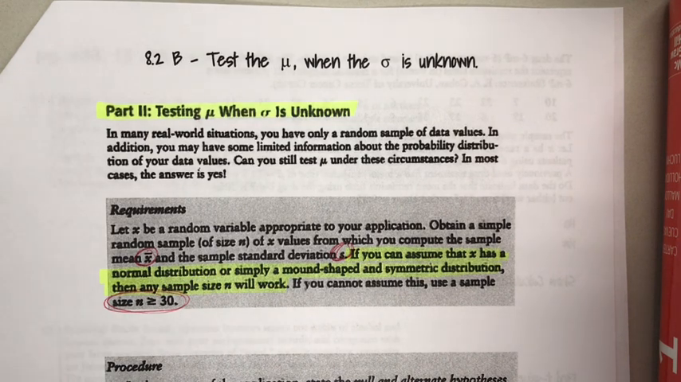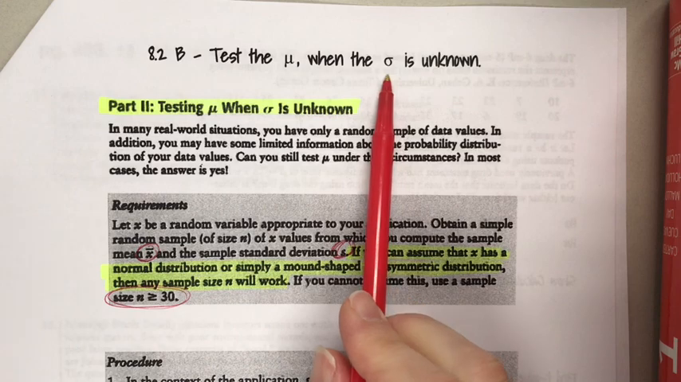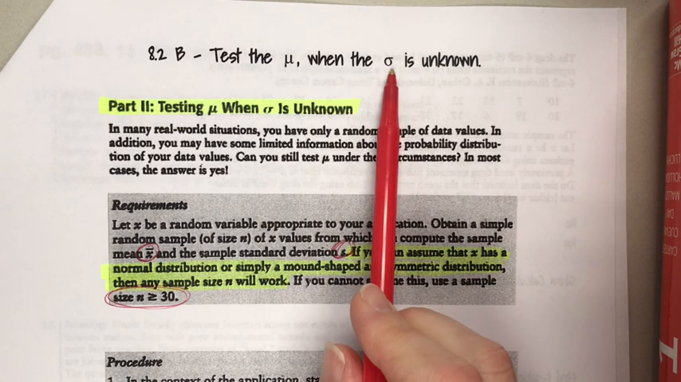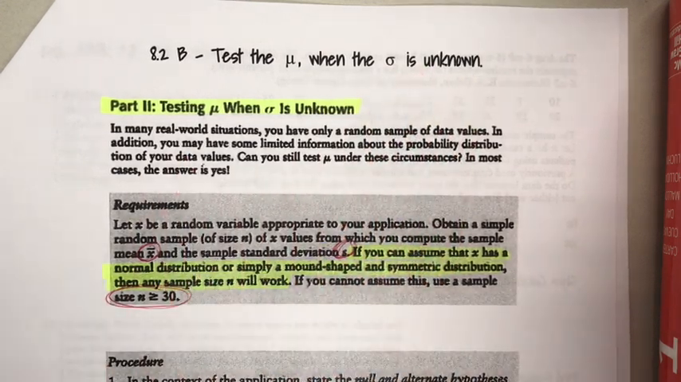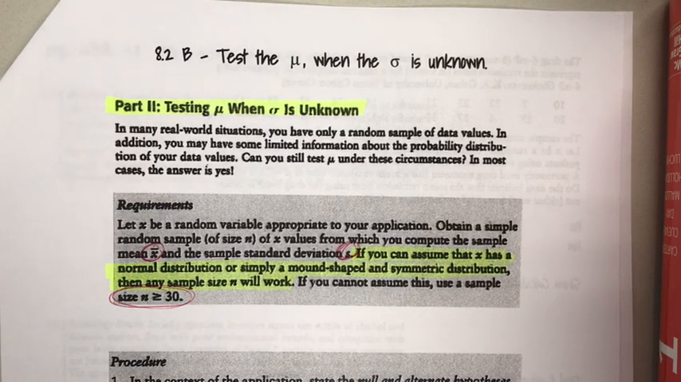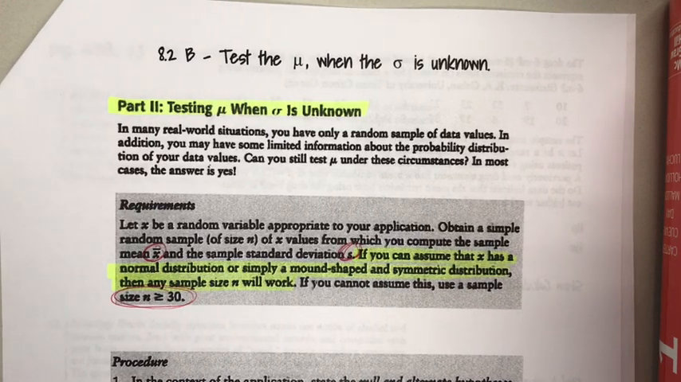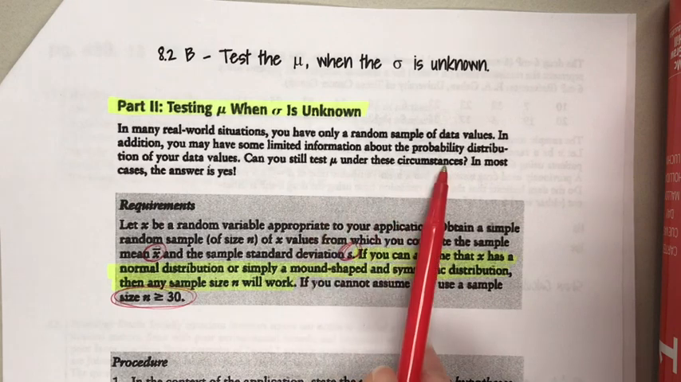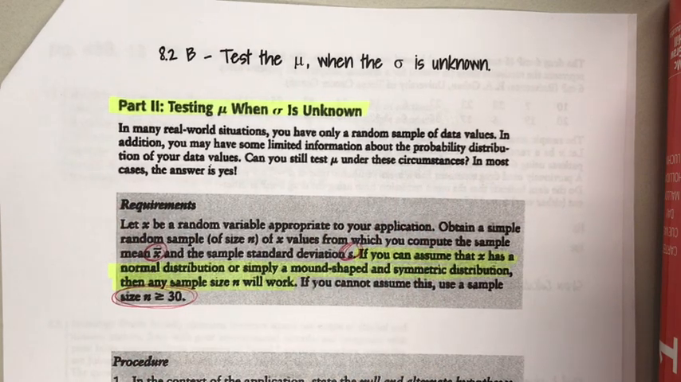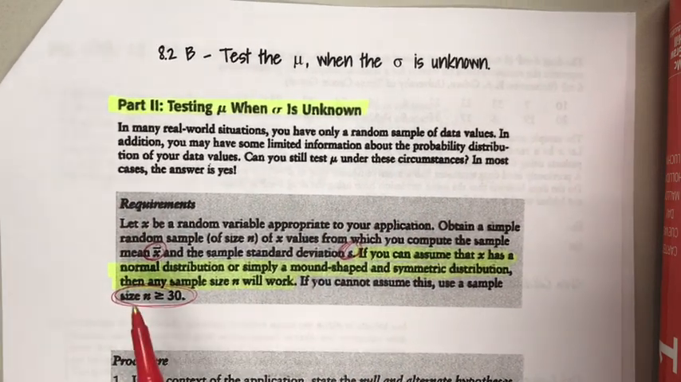The second part of section 8.2 is what do we do if the true standard deviation is unknown, if that's not given to you? That's more real life. In many real world situations, we are not going to have an idea what the true standard deviation is. Can you still test the mean under these circumstances? And usually yes. So let's pay attention to the requirements.